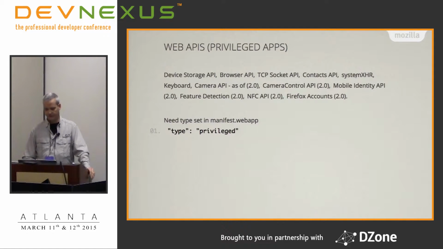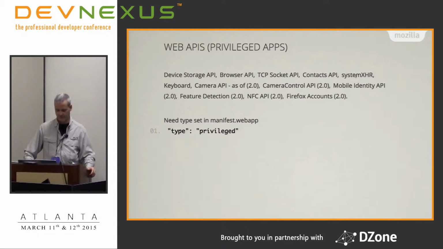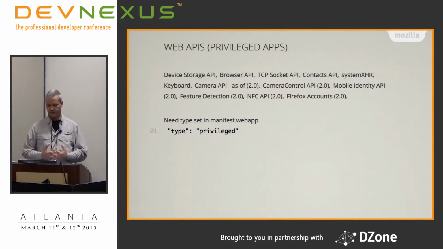And has anybody used a System XHR before? Okay, we'll discuss that in a minute. But then, the keyboard that comes up on a Firefox OS device, you can replace that as well. And we added, in version 2.0, the camera API and the camera control API to this level.